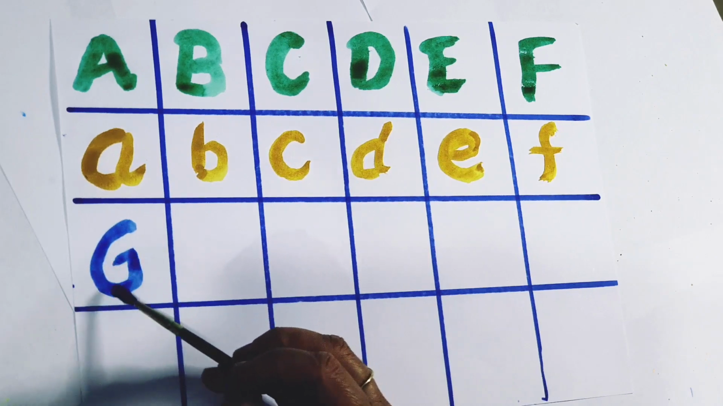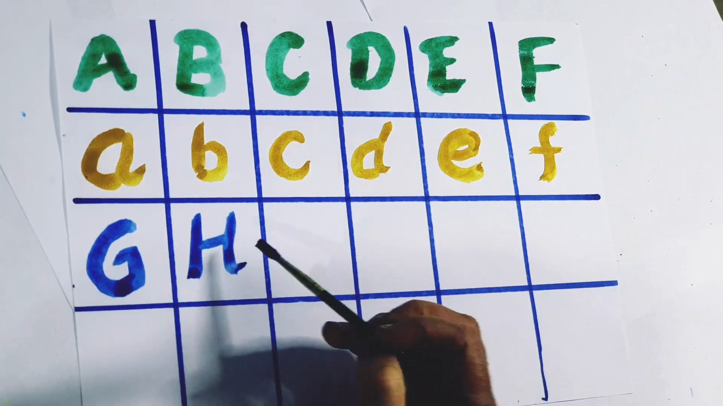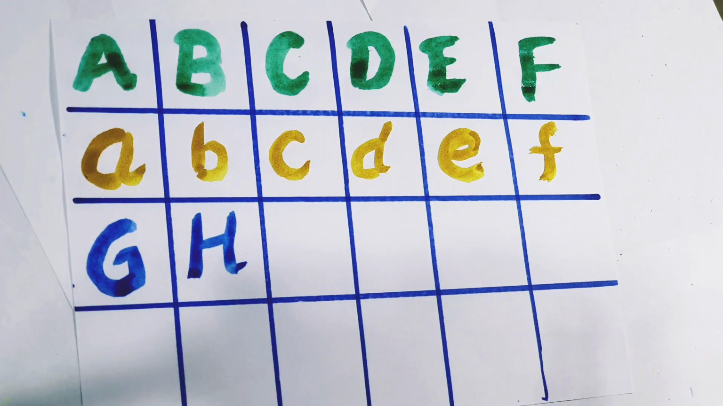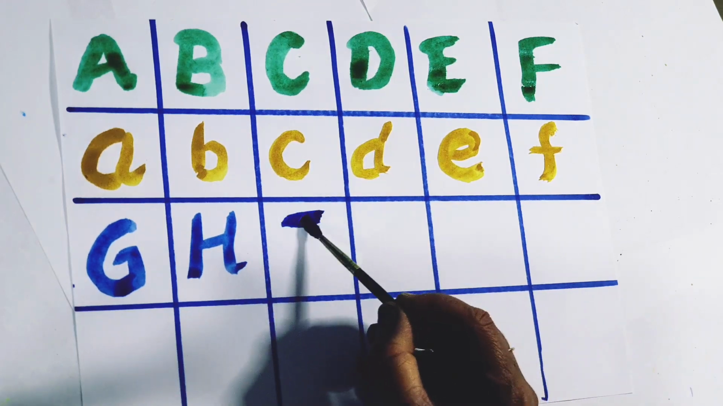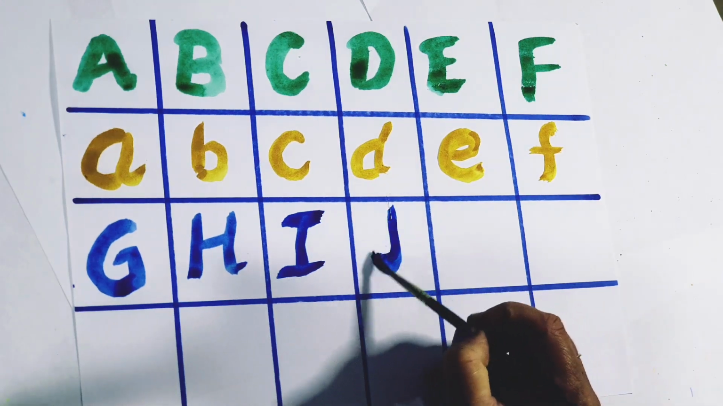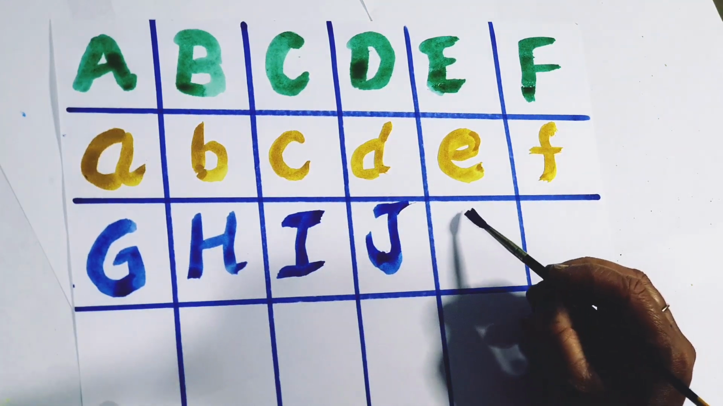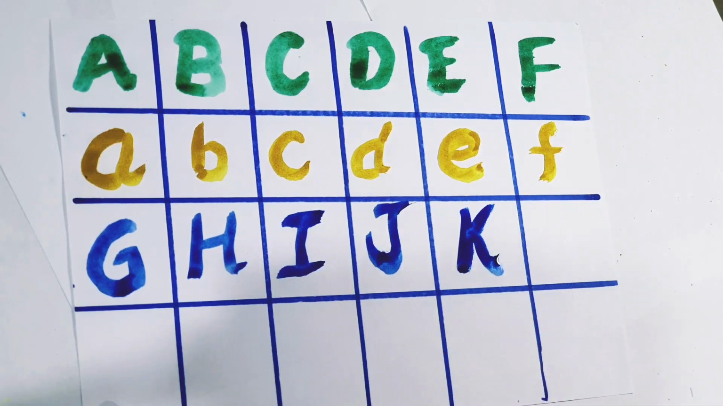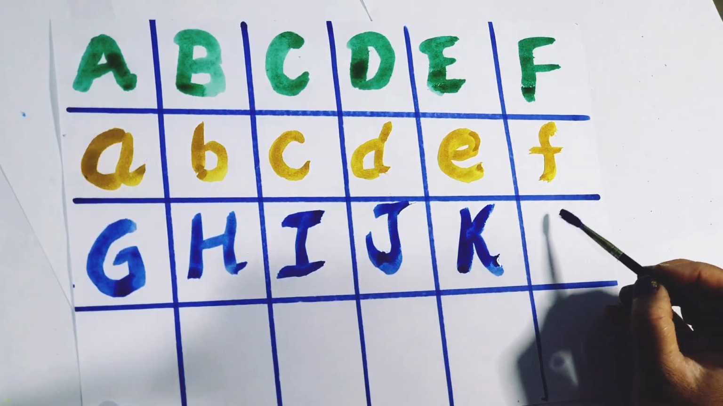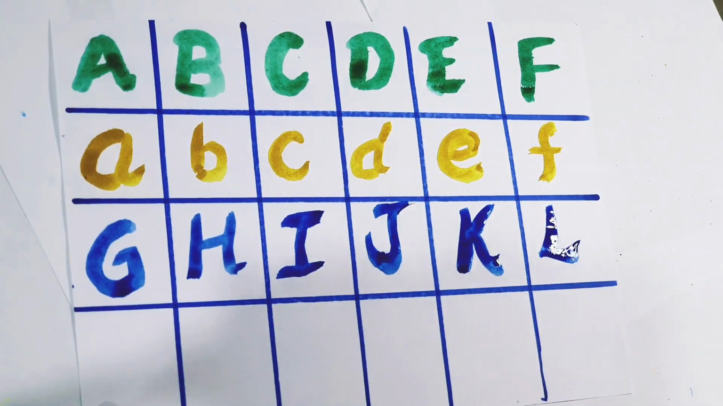G for goat, G for goat, H for hand, H for hand, I for ink pot, I for ink pot, J for joker, J for joker, K for kite, K for kite, L for lion, L for lion. Purple color.